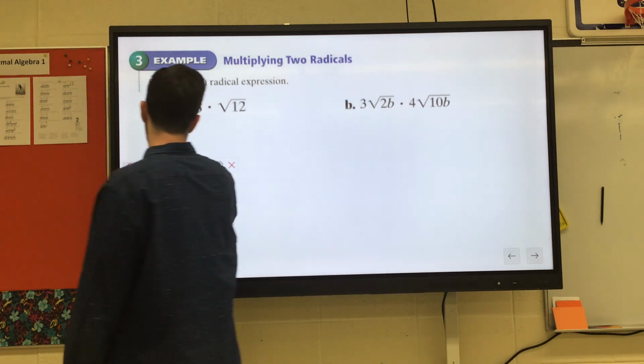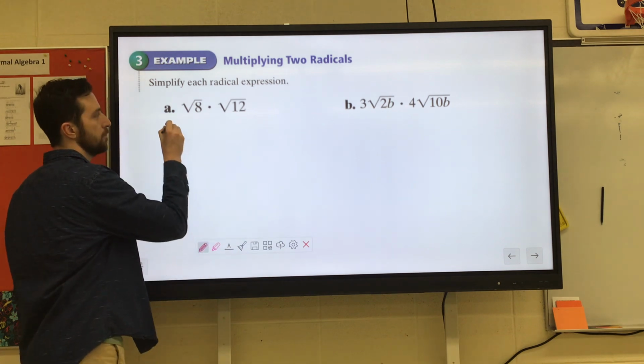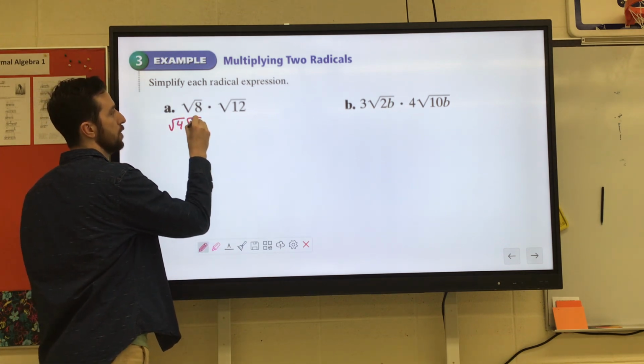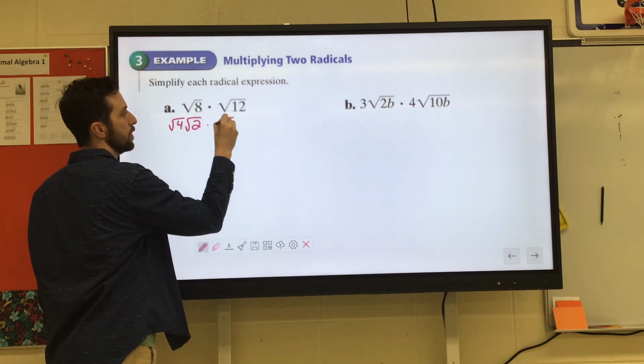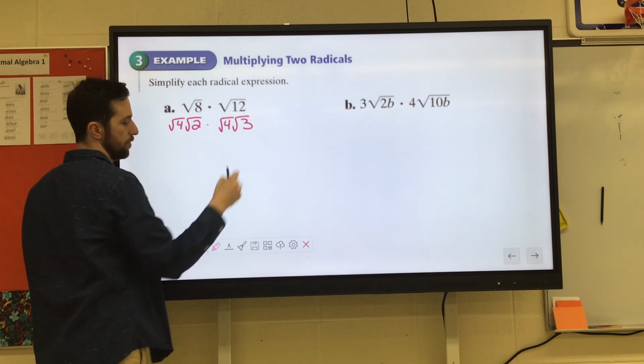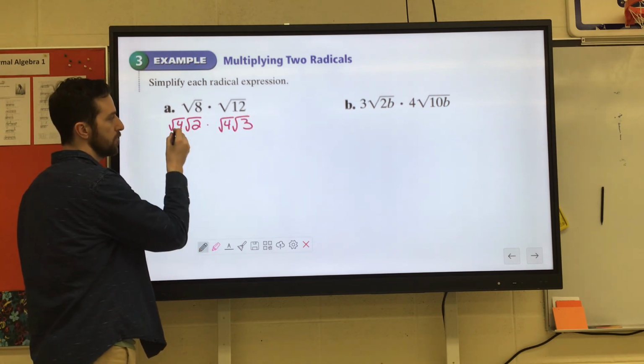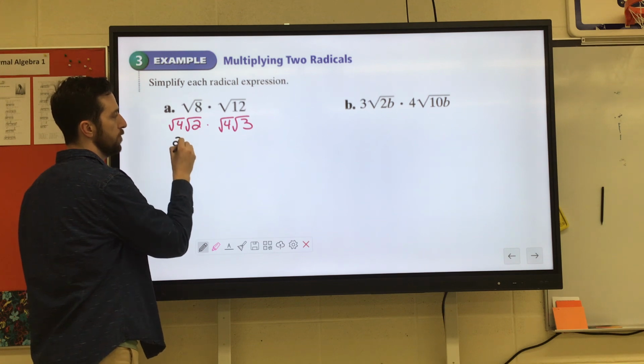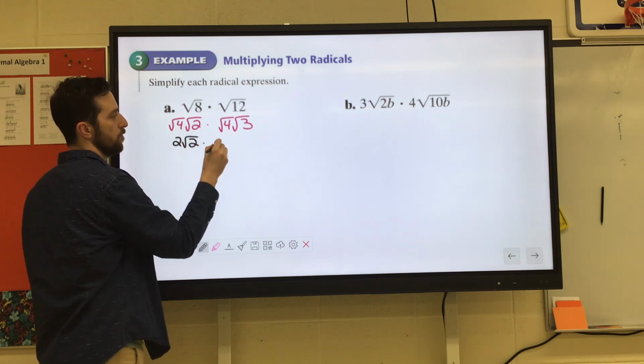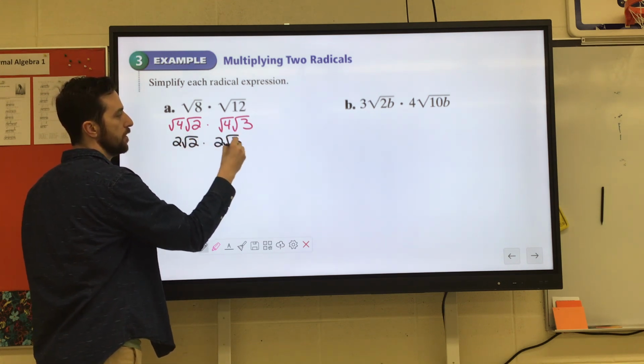If you're looking at 8 and you're like, hey, that's 4 times 2. And 12 is 4 times 3. And then you're like, all right, so square root of 4 is 2, so we have 2 root 2. Square root of 4 is 2 times 2 root 3.